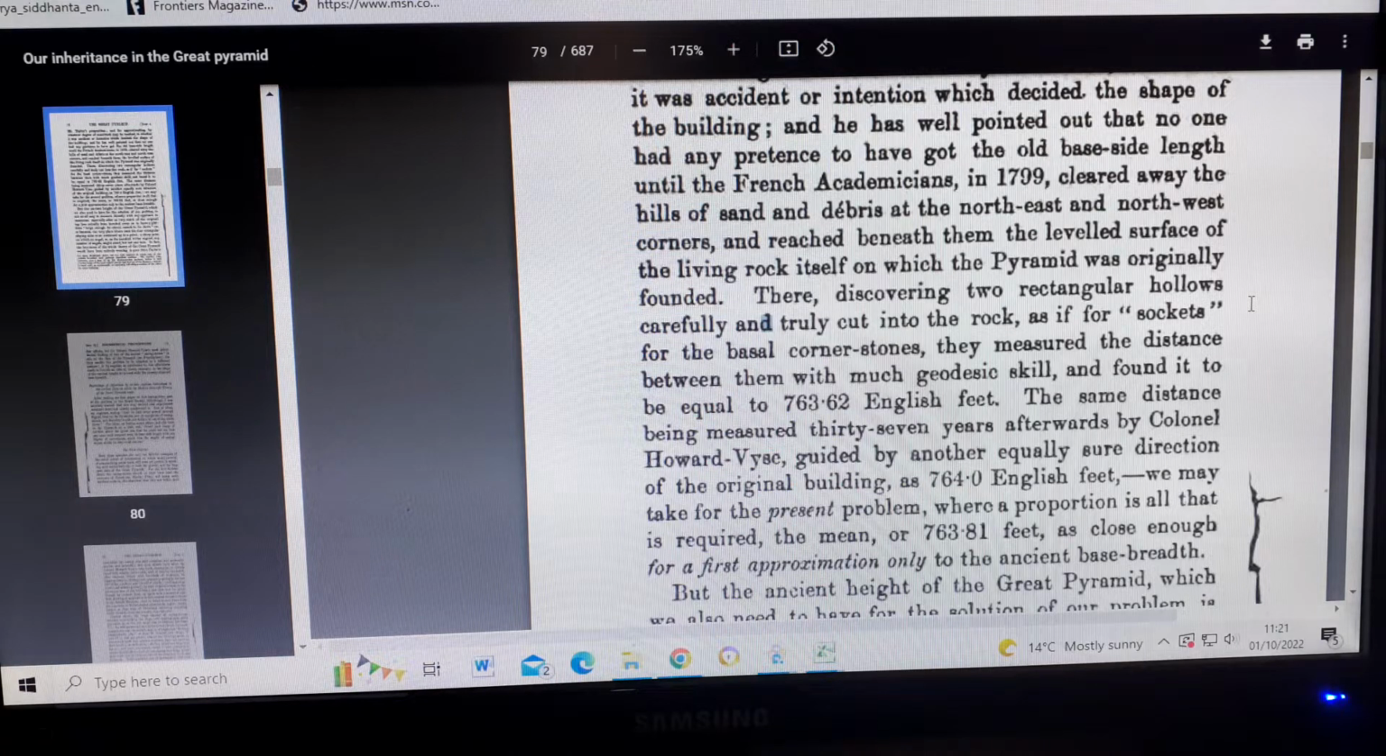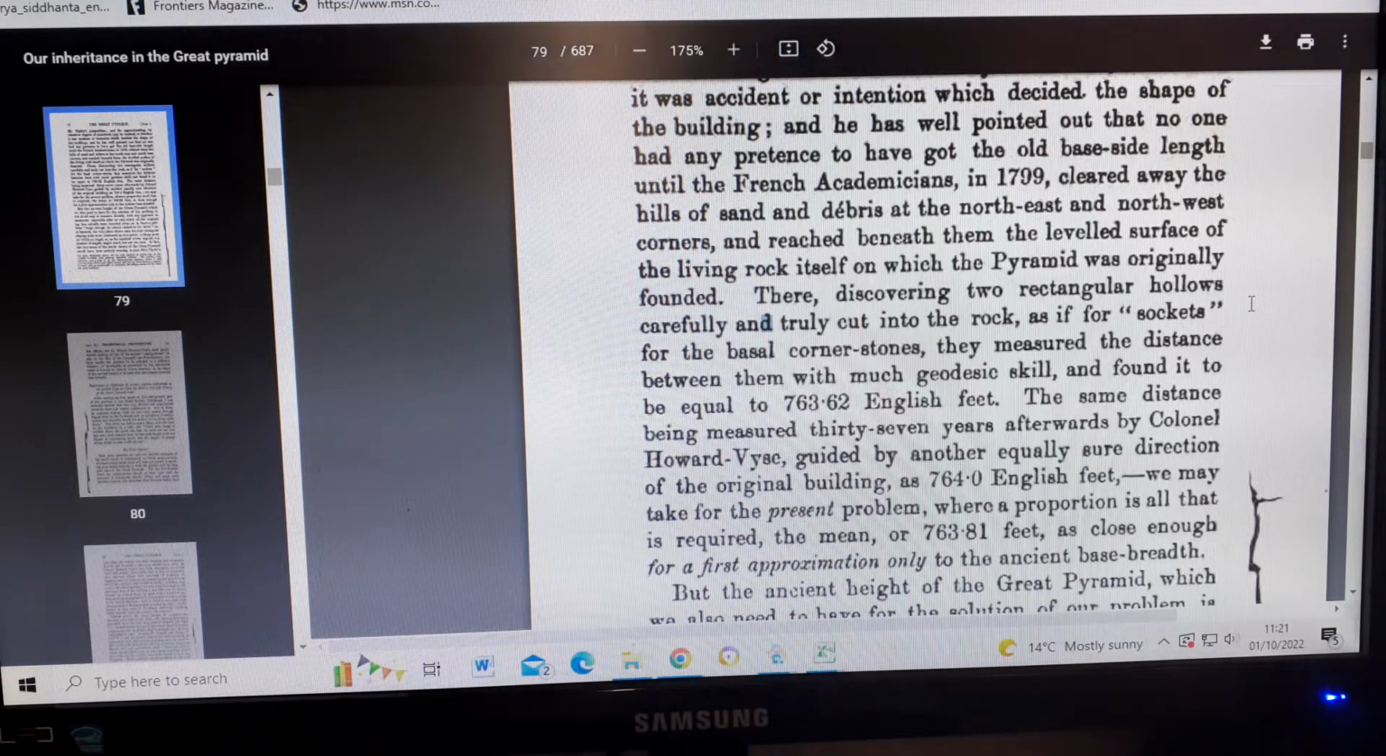So why are there 1760 cubits in this base length? The base of one side is 9166.666 inches. And if you divide that by 1760, it gives a cubit of 20.8333.